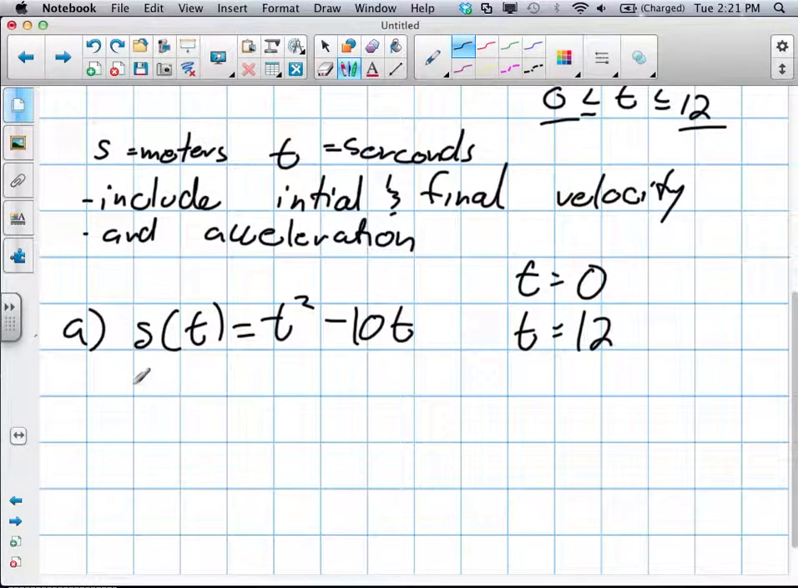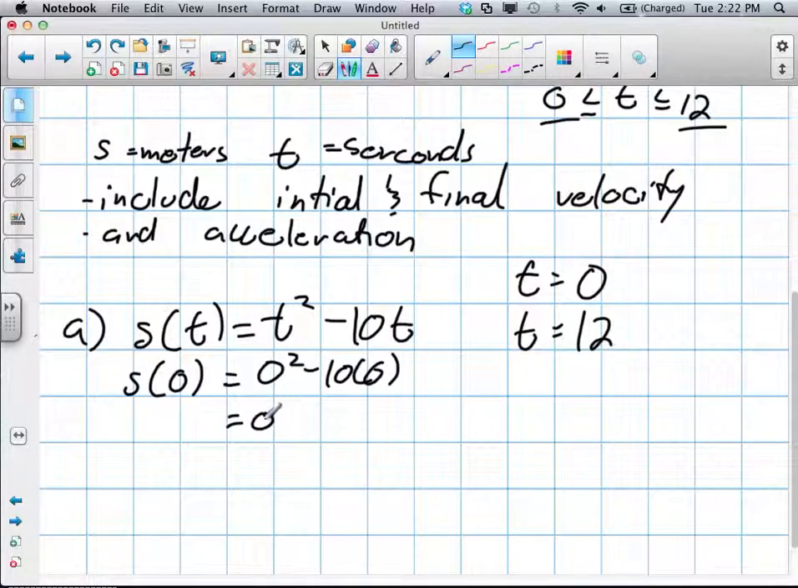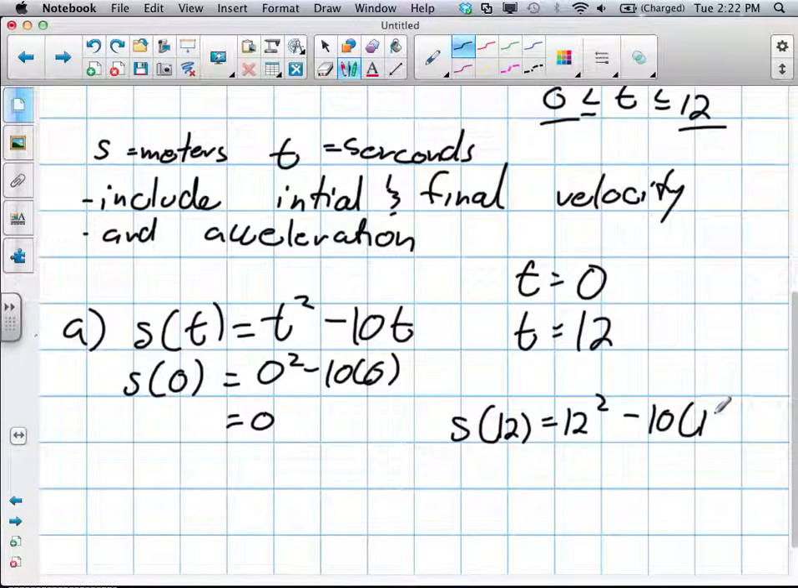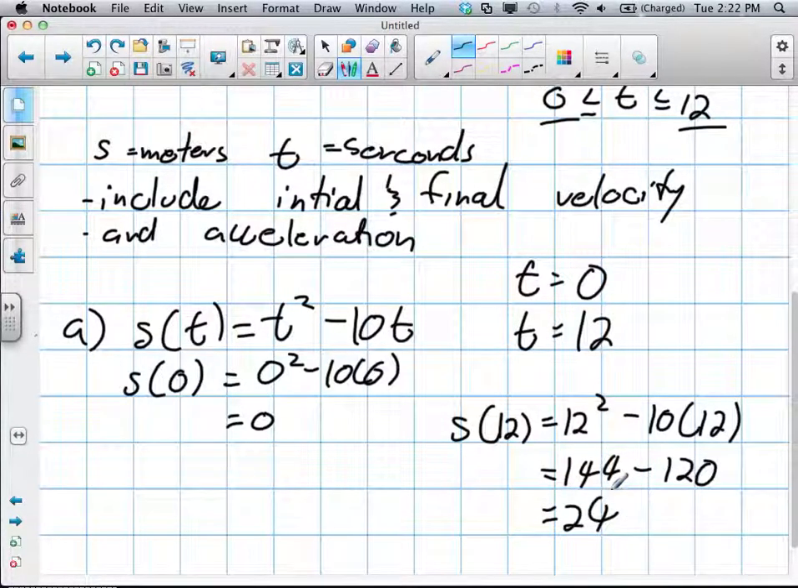So we'll plug those in quickly. We find s at 0. S at 0 is going to be 0 squared minus 10 times 0. Well, that's 0. So it starts at its starting point. That makes perfect sense. And then s at 12 gives us 12 squared minus 10 times 12, which gives us 144 subtract 120, gives us 24. Okay? So we know it's been displaced 24 from its original spot. We don't really know where, but whether it's left and right, we'll have to figure that out.